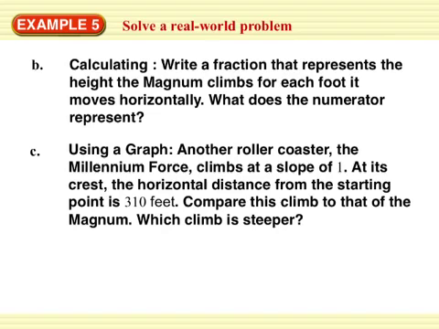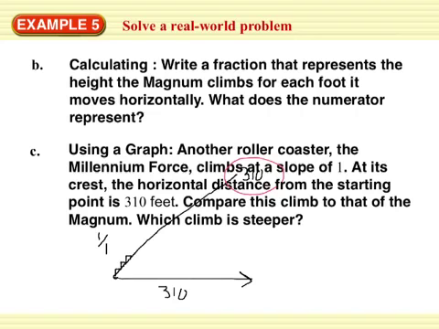Part C. Using a graph. Another roller coaster, the Millennium Force, climbs at a slope of 1. At its crest, the horizontal distance from its starting point is 310 feet. Compare this climb to that of the Magnum. Which climb is steeper? So we would go up 1 over 1, up 1 over 1, up 1 over 1. So with a slope of 1, at 310 horizontal, our height would also be 310. And I know that's hard to see, but that would be a slope of 1 over 1.